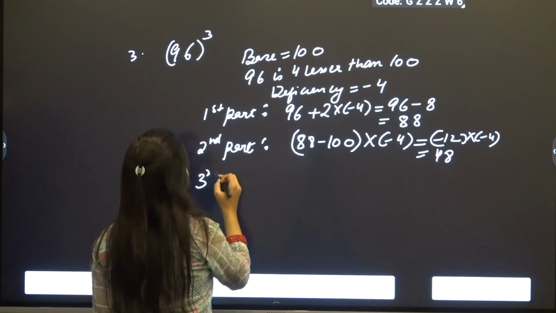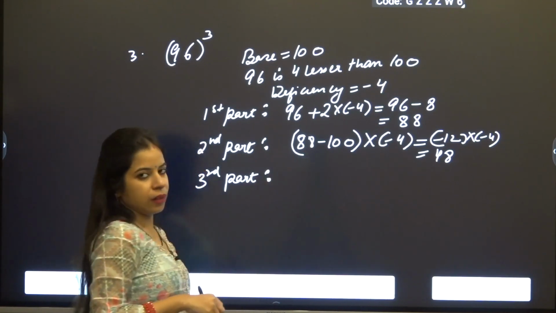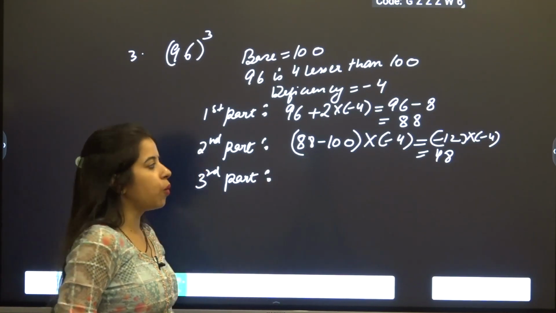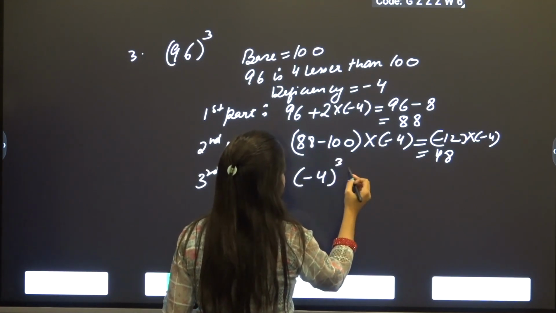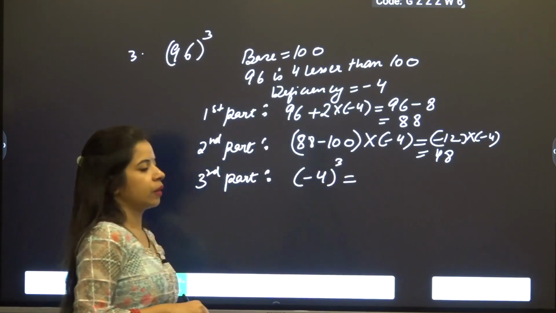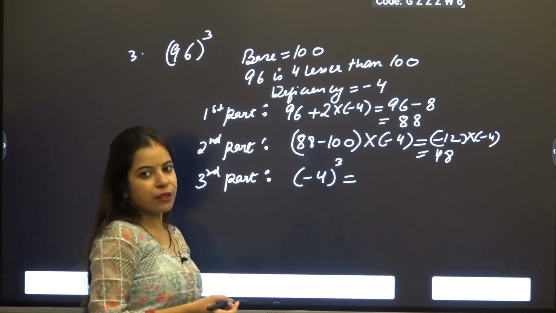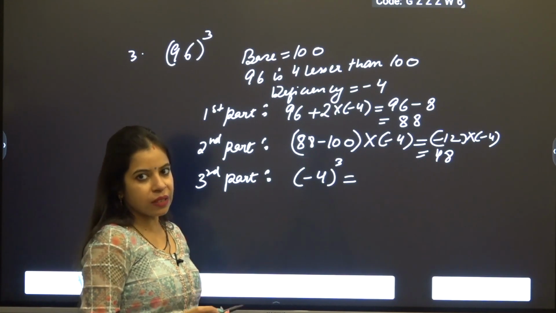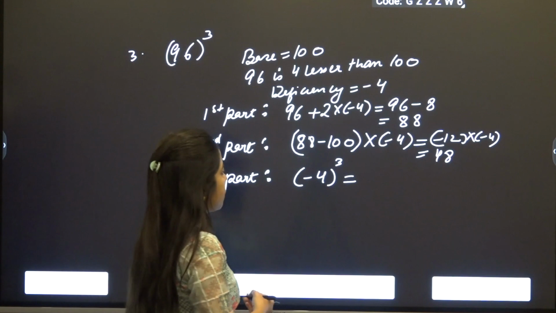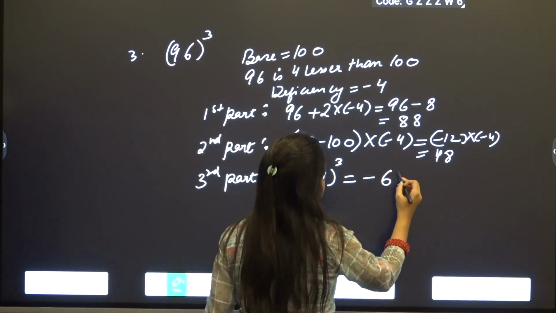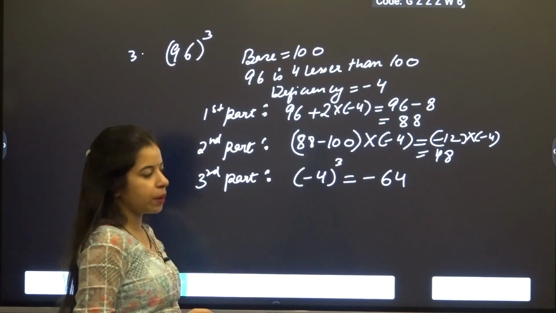For the third part, I am going to take the cube of the deficiency, which is minus 4 cube. Minus 4 into minus 4 is 16 and 16 into 4 is minus 64. Now I am going to combine all the three parts.